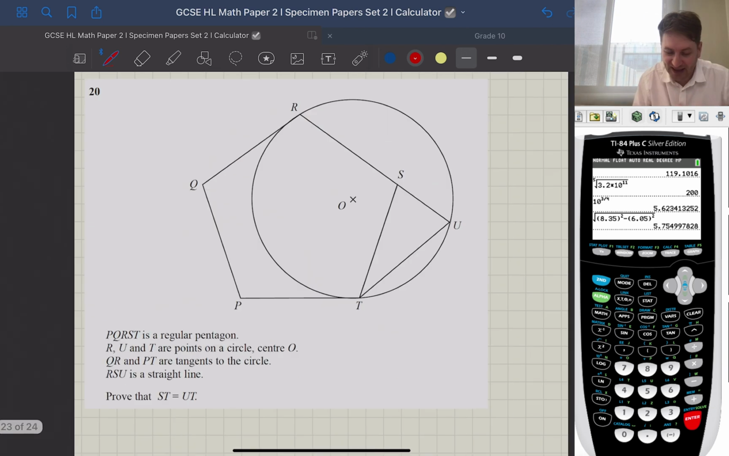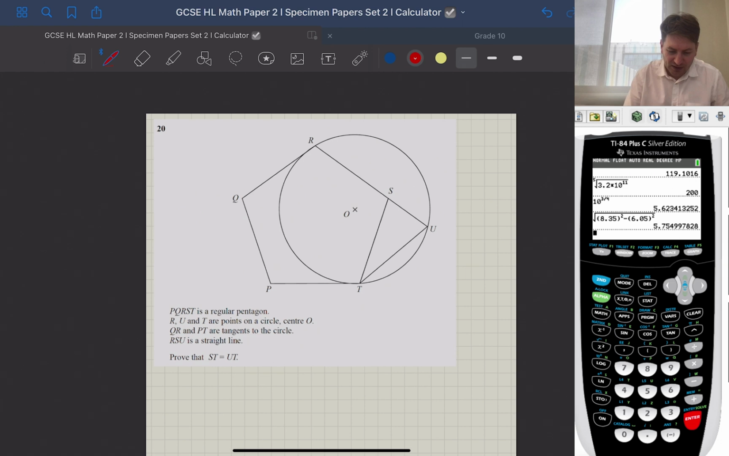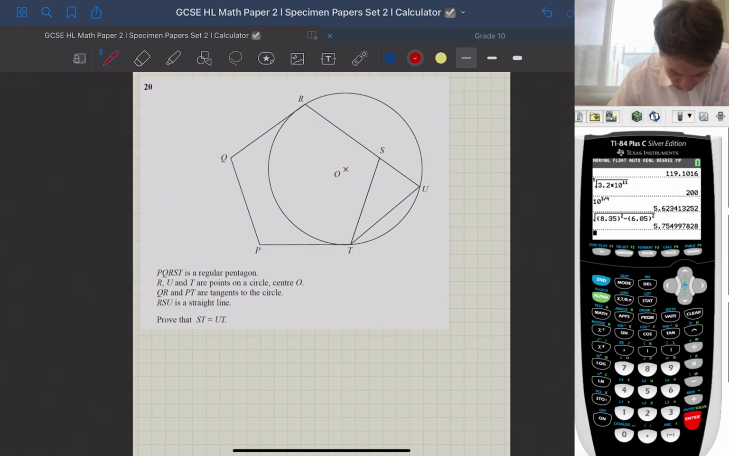Next. All right, I think this is the last one. No, there's 2 more. So this is this one and the next one. All right, this might be a little bit longer. Right, what I have is a regular pentagon. Okay, so that probably will come in handy.